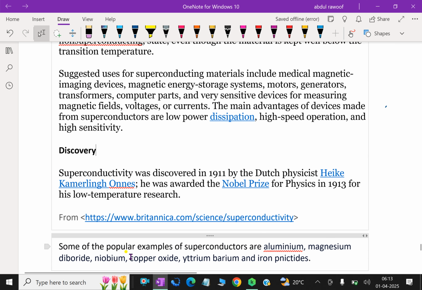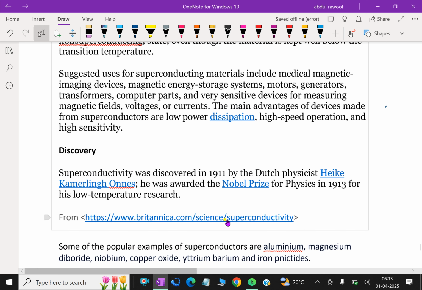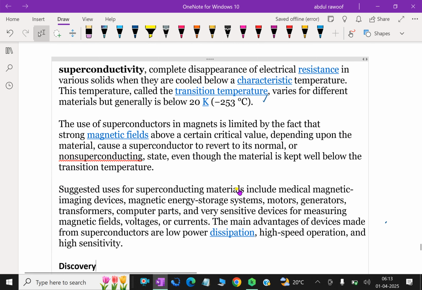Some popular examples of superconductors are aluminium, magnesium diboride, niobium, copper oxide, yttrium, barium, and iron particles. So far, we discussed what are superconductors.